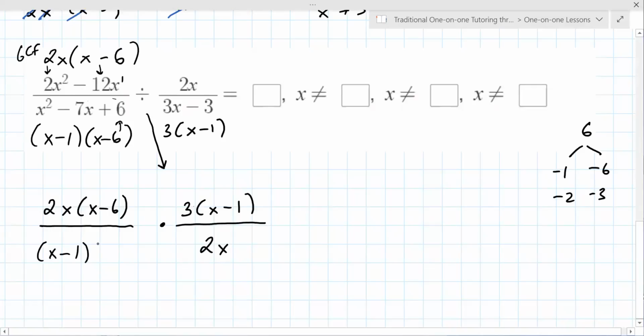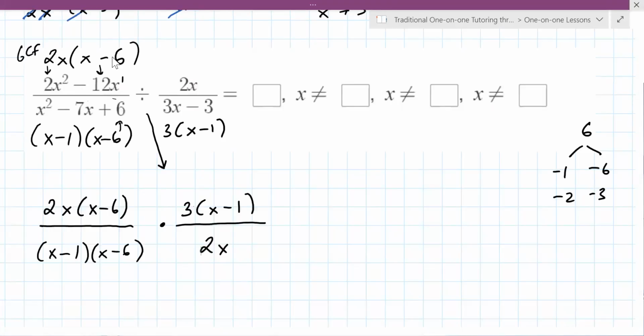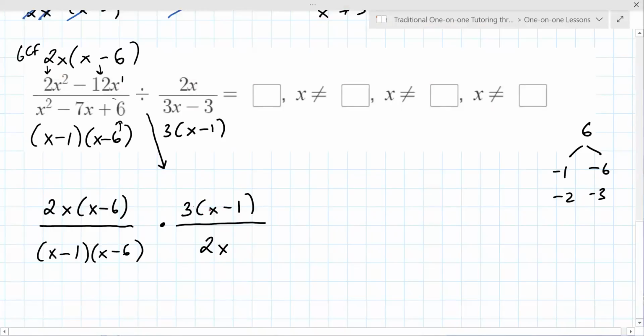The other thing, and you've probably started noticing this, you should be getting things that are going to cancel. So if you're having a hard time figuring it out, see how there's now an x minus 1 and an x minus 1 and an x minus 6 and an x minus 6. You're supposed to get stuff that cancels. So it's not a guarantee of how to do it. It's just a helpful hint. So what do you want to cancel first?